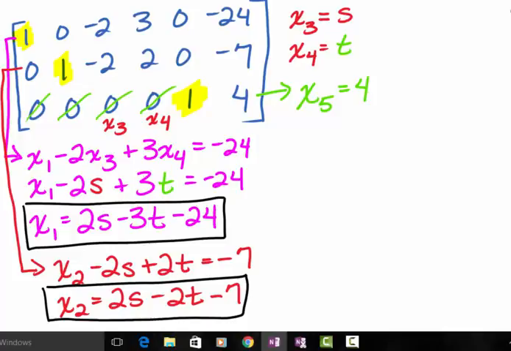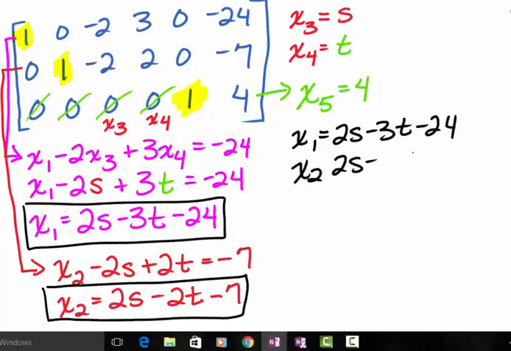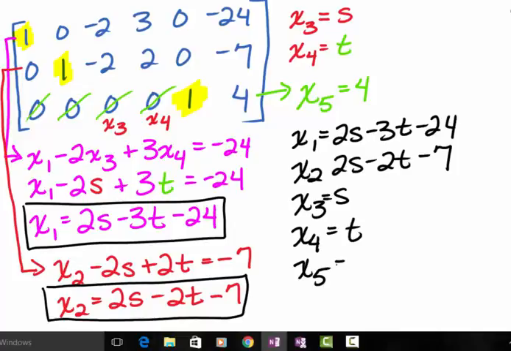So look, what's the solution? Well, x sub 1 is 2s minus 3t minus 24. x sub 2 is 2s minus 2t minus 7. x sub 3 is s. x sub 4 is t. x sub 5 is 4.